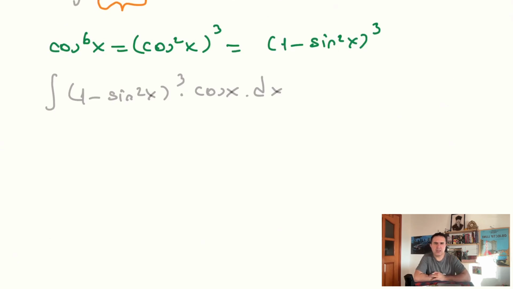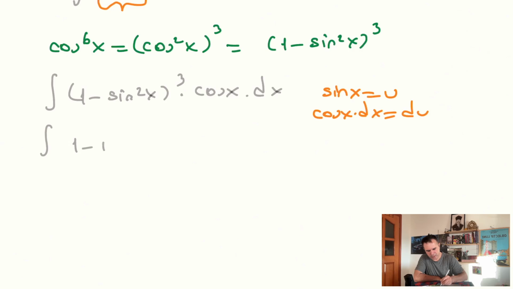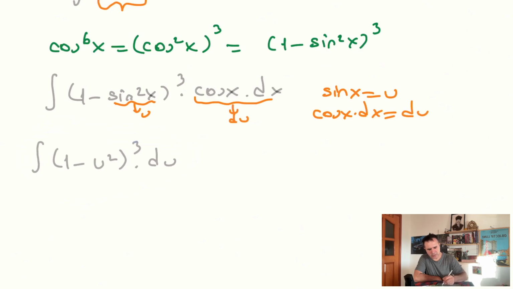Now, we can use substitution here because we know that the derivative of sine x is cosine x. So let me say sine x is equal to u, then cosine x dx will be equal to du. And this means that since we rewrite sine x as u and cosine x dx as du, the integral becomes the integral of 1 minus u squared, cubed, du. Okay.